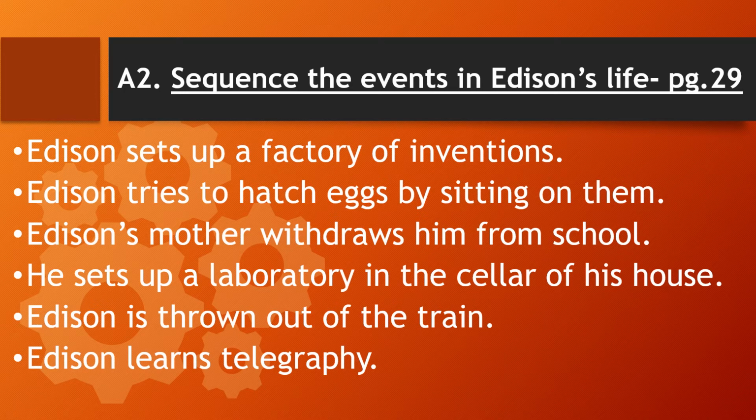Now children, if you see these statements, they are not in order in which they happened actually in Edison's life. They are all jumbled up. So now we have to put a number before each statement. So take a pencil and put a number before the bullets that are given on the left hand side of your book. So let us try and do the exercises together.